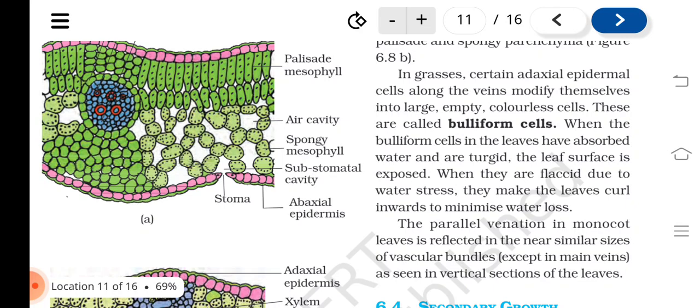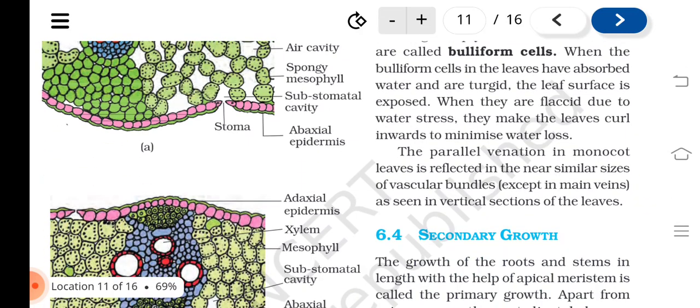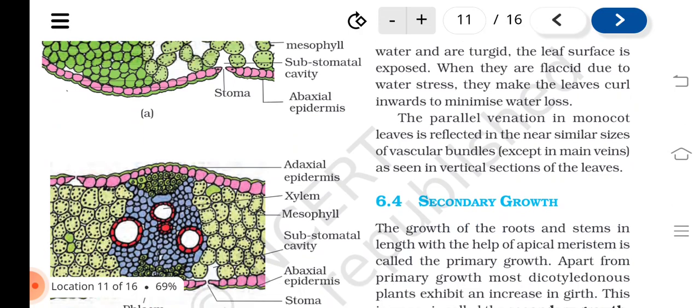When the bulliform cells in the leaves have absorbed water and are turgid, the leaf surface is exposed. When they are flaccid due to water stress, they make the leaves curl inward to minimize water loss. The parallel venation in monocot leaves is reflected in the near similar sizes of vascular bundles except in main veins, as seen in vertical sections of the leaves.